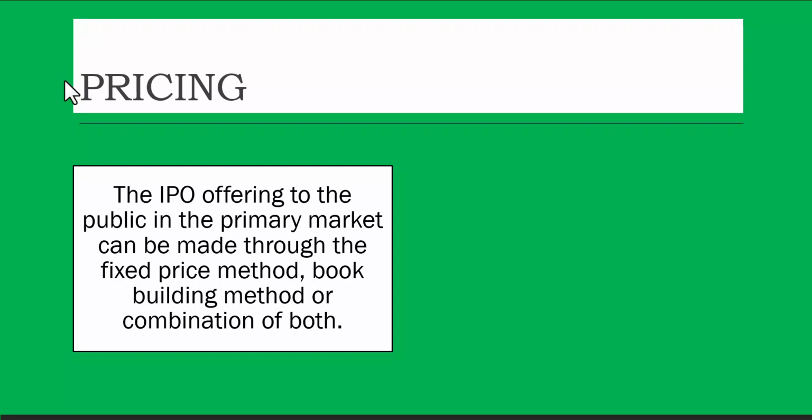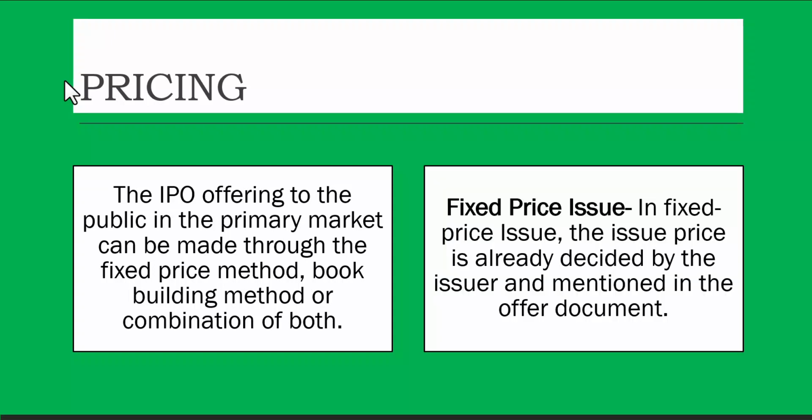Okay, so you can go with a fixed price method where it has a company which has a good track record in terms of profits, in terms of net worth or whatever, or it can go with a book built issue. In case the company doesn't have a good track record in terms of profitability, a company can still go with a book building issue. That is up to them. Even if the company is having good net worth, they can still go with a book building or a combination of both.